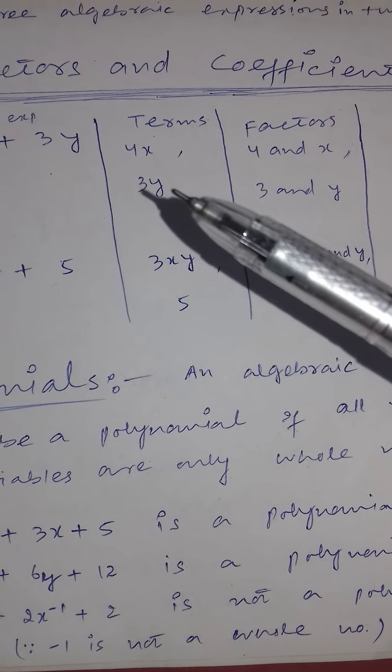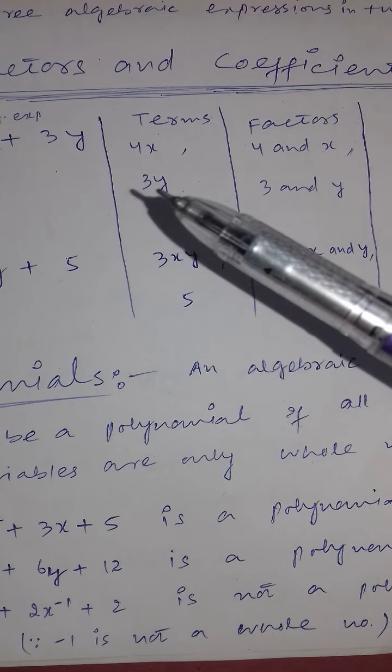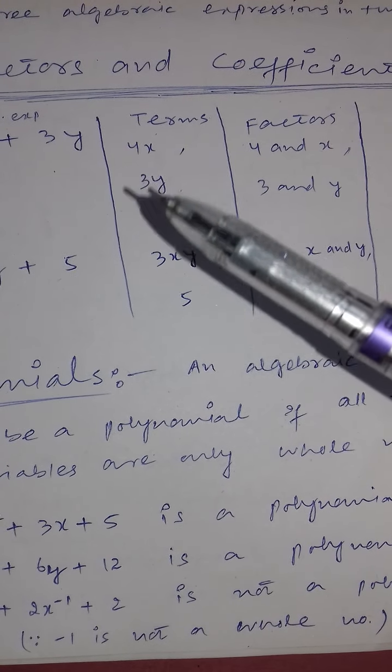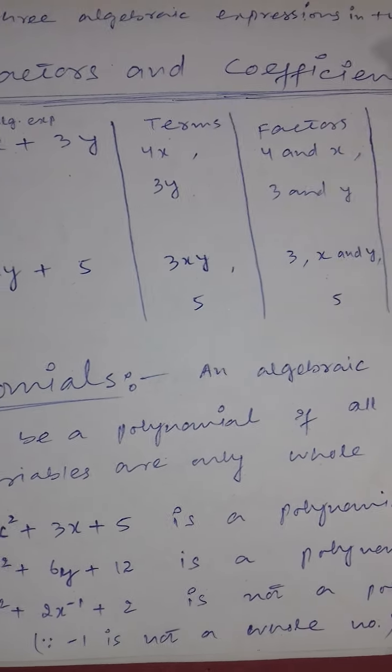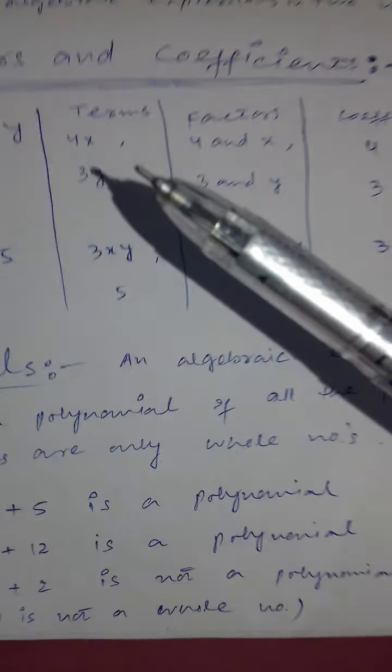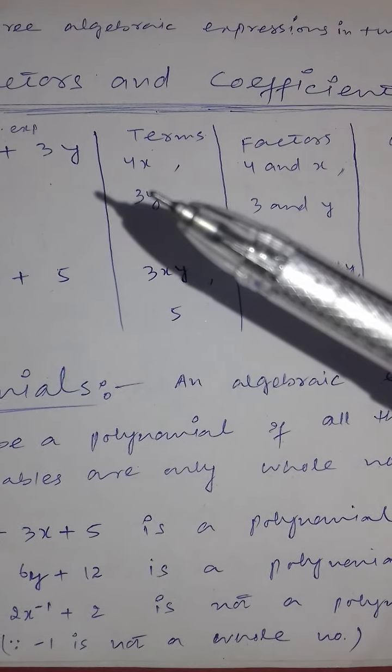Okay, 3 is a factor, y is a factor. This is a term, no doubt, but how many factors are there? There are two factors. So 4 is a factor, x is a factor, 3 is a factor, y is a factor. And coefficients.